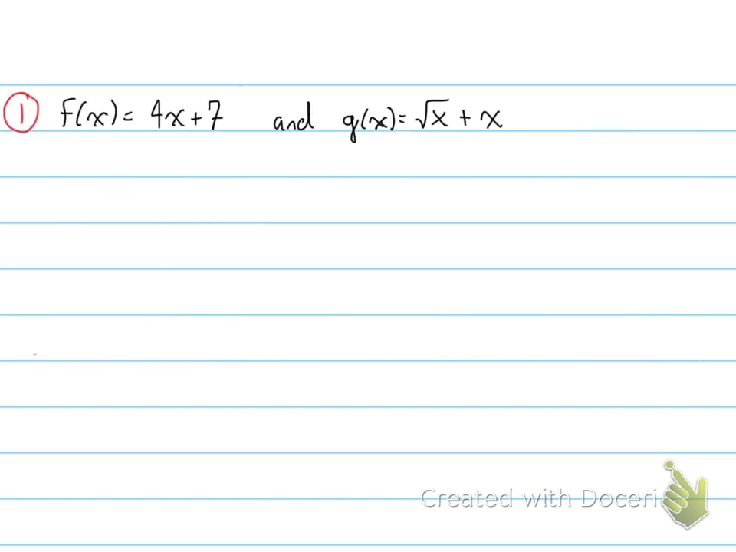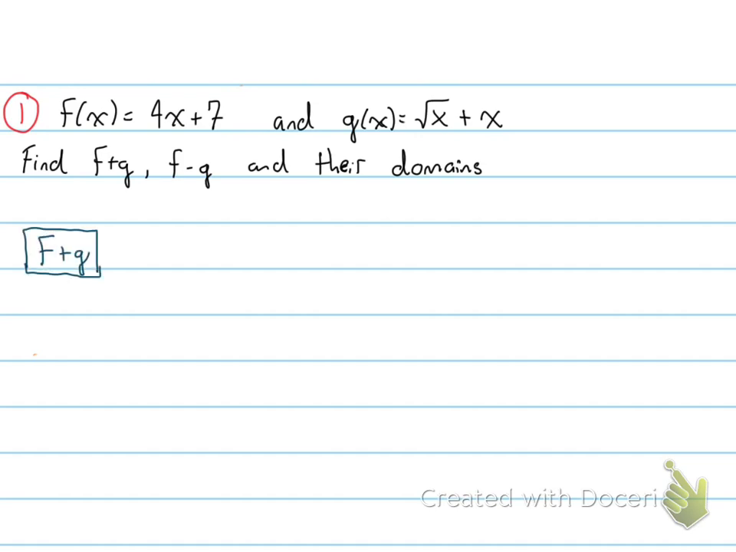So let's look at one example here. F of x is 4x plus 7. G of x is the square root of x plus x. And from here, to do my function operation, I want to find f plus g, f minus g, and then finally their domains.